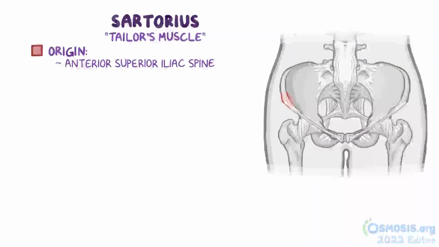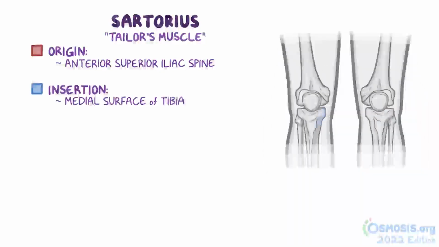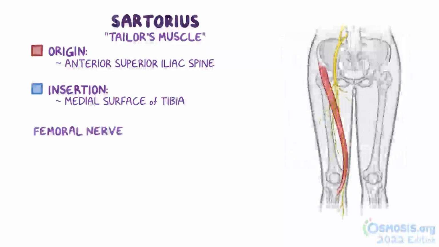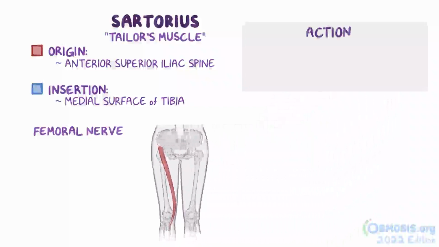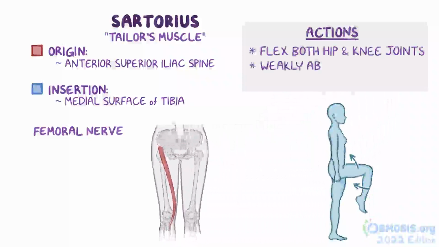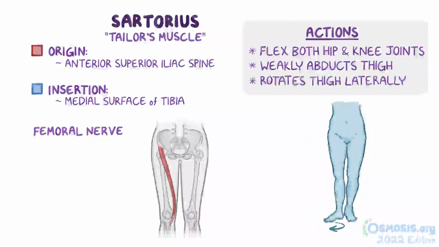From this point, it crosses the anterior thigh diagonally from lateral to medial, moving distally to the medial side of the knee, and it inserts on the superior part of the medial surface of the tibia. Regarding innervation, it has the same nerve supply as the iliacus, which is the femoral nerve. Now, its attachments make the sartorius the longest muscle in the body and allow it to flex both the hip and the knee joints. It also weakly abducts the thigh and rotates it laterally. And when both sartorius muscles work together, they bring the lower limbs into the cross-legged sitting position.